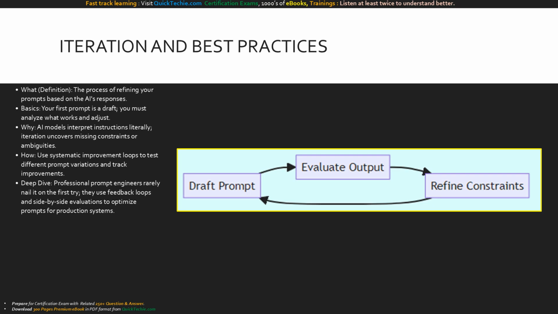Finally, remember that prompt engineering is a highly iterative process. Professional prompt engineers rarely nail it on the first try. They analyze the output, refine the instructions, and repeat the cycle. Always test your prompts and adjust based on the AI's responses.